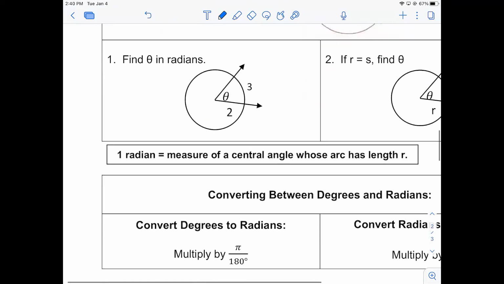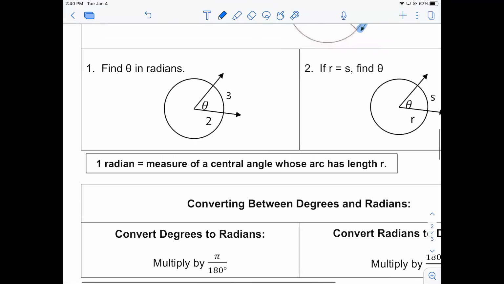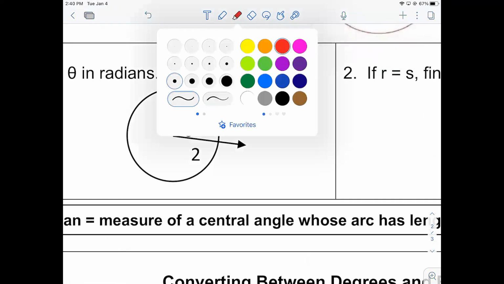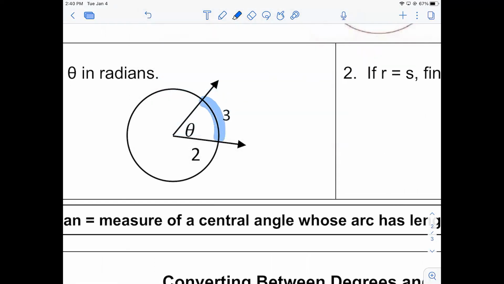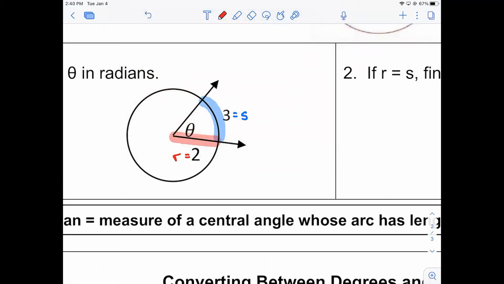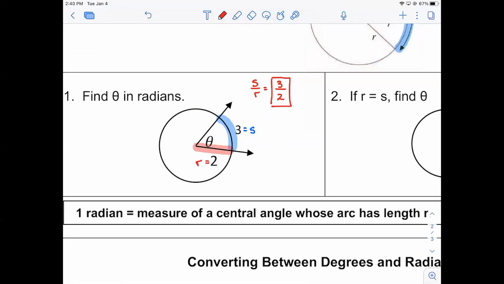Okay, so if this says find theta in radians, first things first, we need to label which one is which. I know my 3 is along the outside over here. This is my arc length. So 3 is going to be my S, which means that the 2 belongs to my radius and is going to be my R. So I'm following this equation that says S divided by R, and we're just going to plug it in. So S was 3, R was 2. So my radian measure was 3 over 2. So theta is equal to 3 over 2.